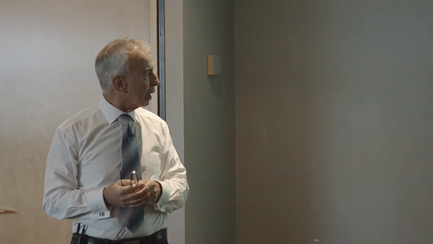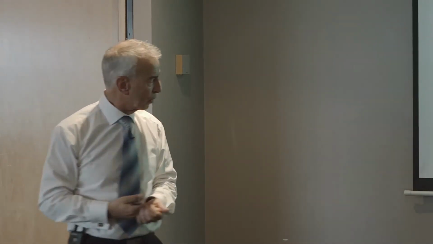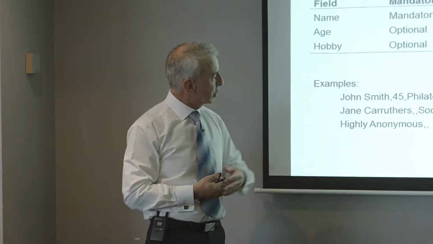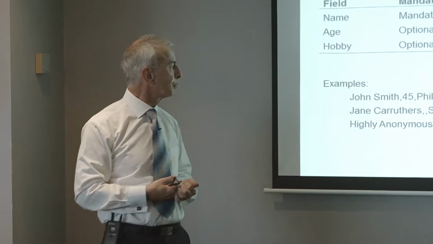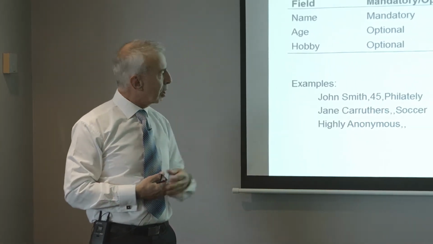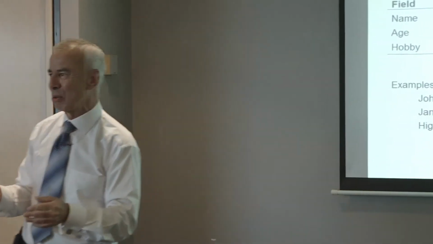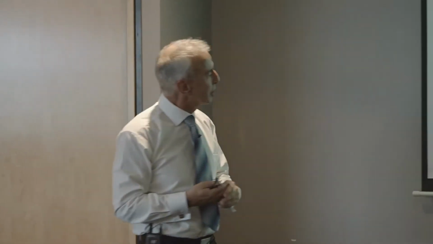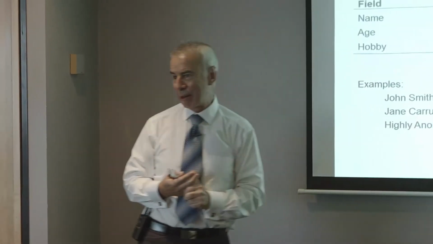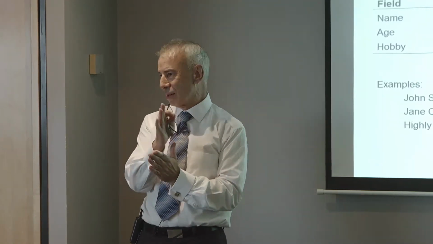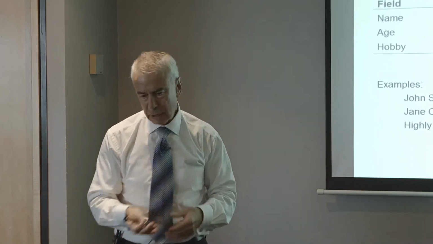There's also a mandatory optional specification here that some fields you have to specify, like name. So for instance, in this first case here, John Smith, age 45, hobby is philately. Jane Carruthers, comma, and there's a missing field for age because ladies are not required to disclose their age. So that's optional, but you do have to have those commas in because otherwise you wouldn't know what order the fields were in. So that's the CSV format.